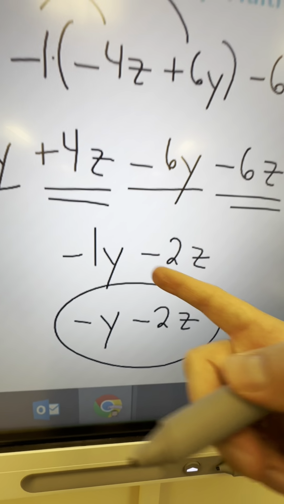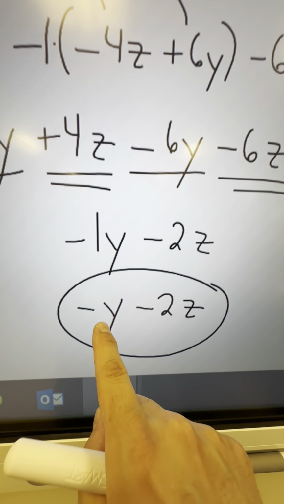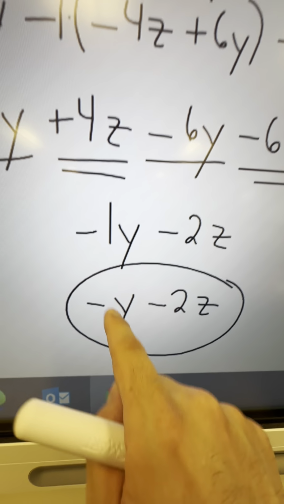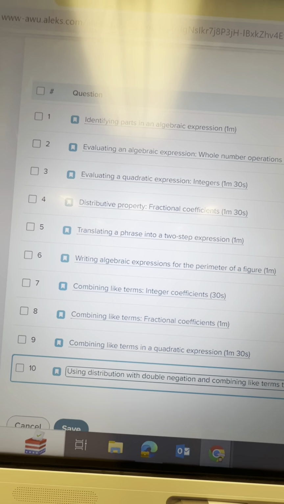So even though these are equivalent, meaning it's not wrong if you put it this way, you're most likely going to see your answers this way without the 1. So that takes care of the 10 questions to expect on this week's quiz.